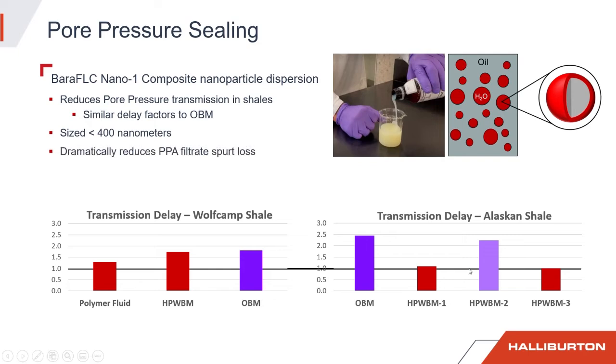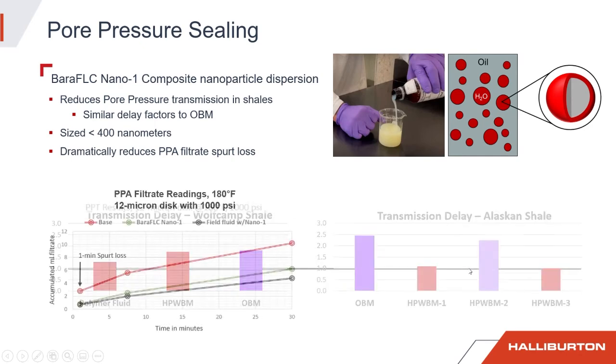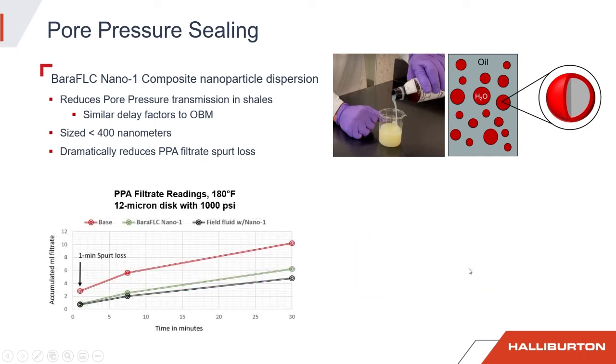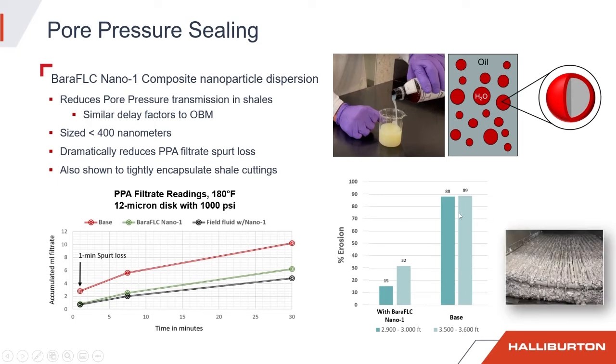Other work showed that PPA filtrate could be reduced to very low levels. And on top of that, we saw improved shale retention with cutting samples from ongoing wells. Breakdown of the drilled material was around 90% in the case of the standard fluid used, and our test fluids with BaraFLC Nano-1 cut that down to 15 or 32%. This means the treated fluid could be run much cleaner with less dilution and treatment required for a longer run life.